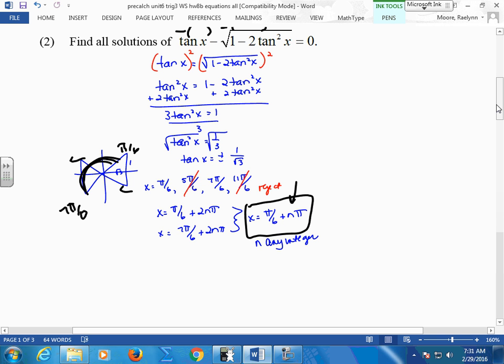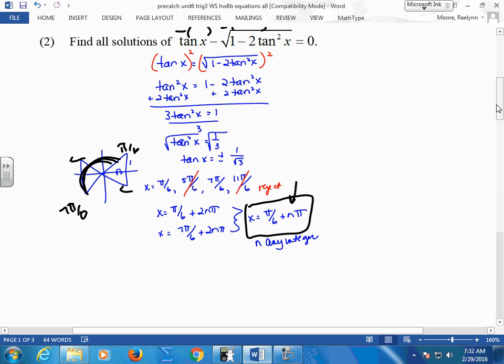Just a quick check. But the easiest way, just throw it in your calculator. Put tan x, just leave it in radians, minus the square root of 1 minus 2, and we just squared it. Put your radian measure, parentheses, then square. And then it'll tell you if it's 0, and it won't be 0. But this is a quick eyeball check.